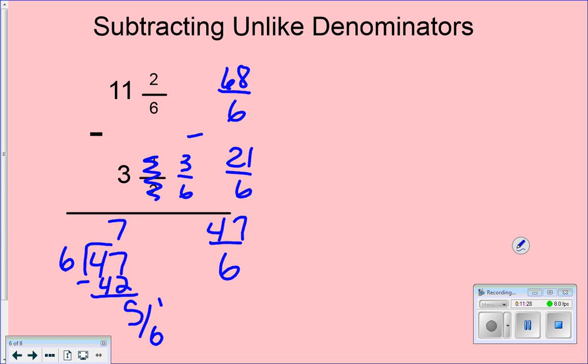Yep. 7 and 5/6. 7 and 5/6. So watch your signs. That's important. You could have done it like this. Did anybody keep it like this? Did anybody do it like this?